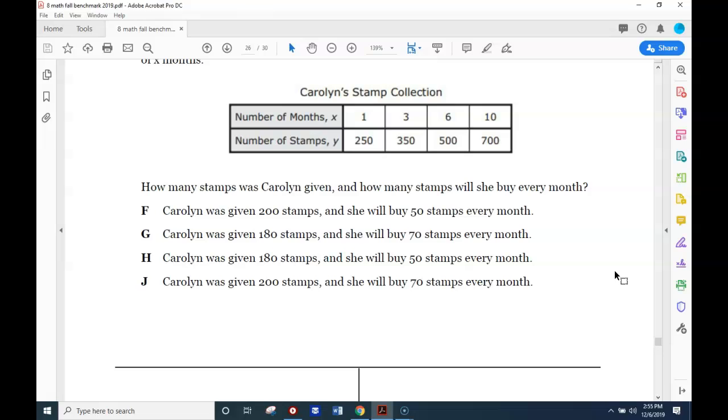F, Carolyn was given 200 stamps and she will buy 50 stamps every month. G, Carolyn was given 180 stamps and she will buy 70 stamps each month. H, Carolyn was given 180 stamps and she will buy 50 stamps every month. J, Carolyn was given 200 stamps and she will buy 70 stamps every month.